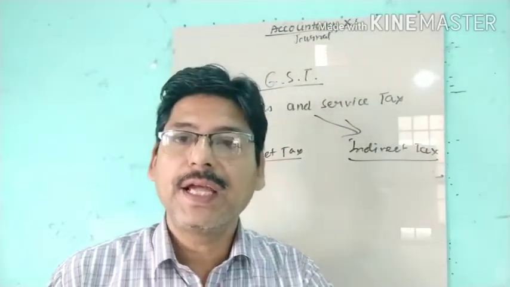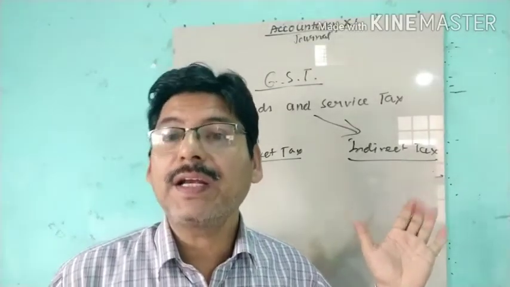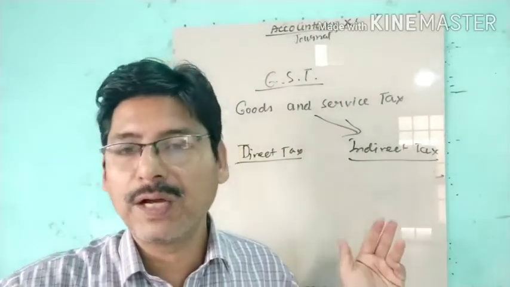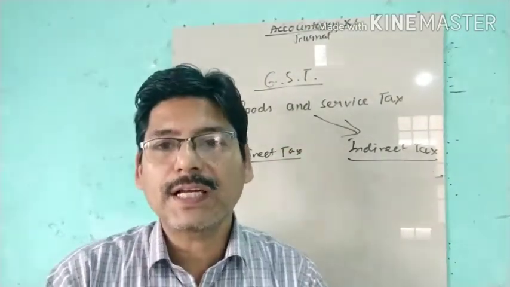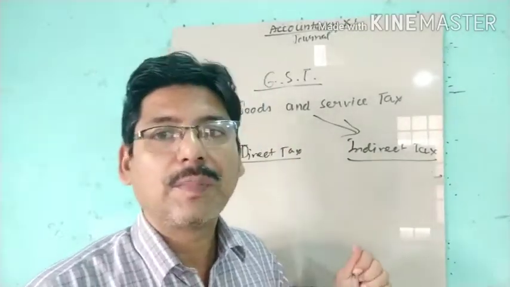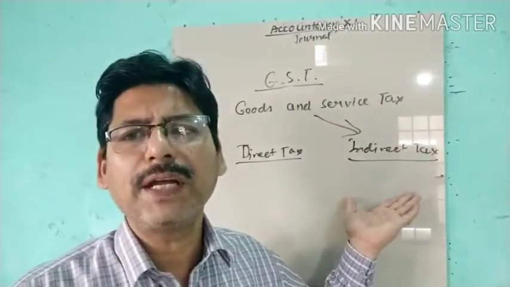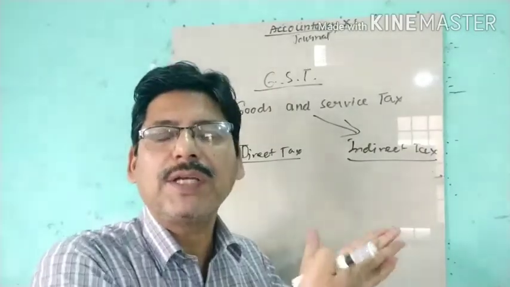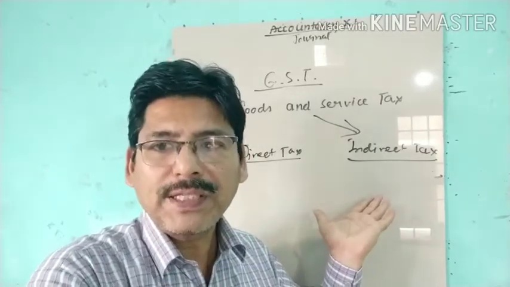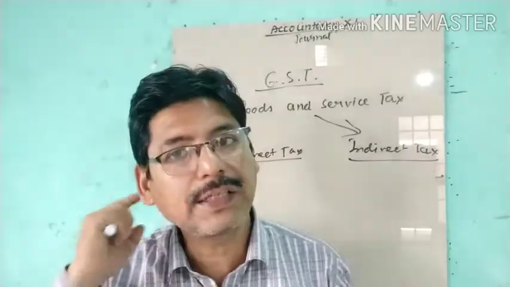Actually the person who pays the tax is the seller, but indirectly it is borne by the buyer, from whom it is collected. That's why it is called indirect tax, which is indirectly paid by someone. Someone is depositing it, but it is borne by some other person. Then what are other examples of indirect taxes?